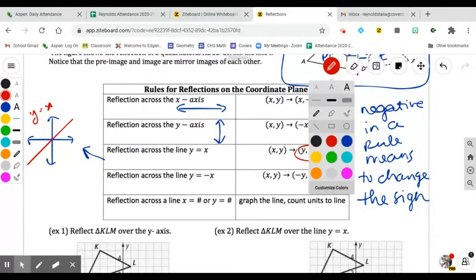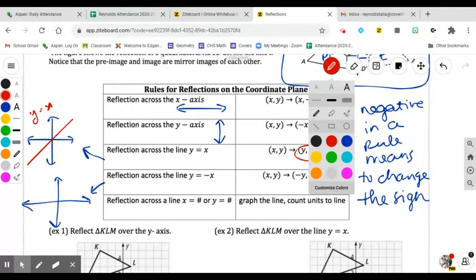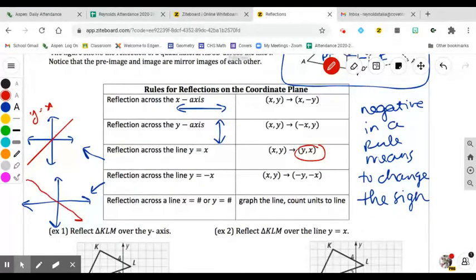The next one is y equals negative x, which is very similar to y equals x. The only difference is instead of a positive slope, it's a negative slope. So it goes down through the center. Whoops, that's not very straight. I thought it would straighten it out for me. So that's y equals negative x. And the rule for y equals negative x is negative y, negative x. And so they switch spots and both of the signs change.